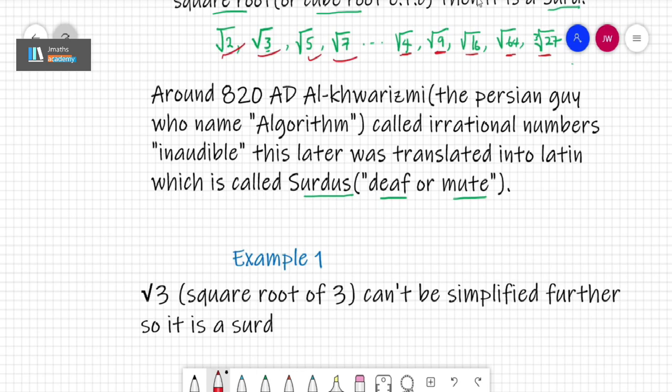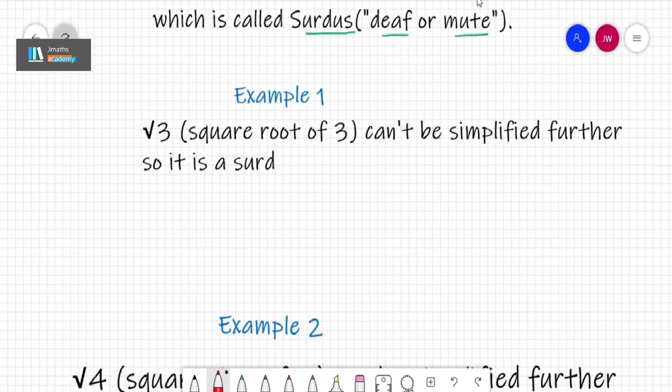Example 1 says that the square root of 3 can't be simplified further, so it is a surd. What this means is if you are trying to find the exact root of 3, this will give you 1.7320 and so on and so forth. And since it won't give you a whole number, it's giving you a decimal, then it is what? A surd. And let me give you more examples.